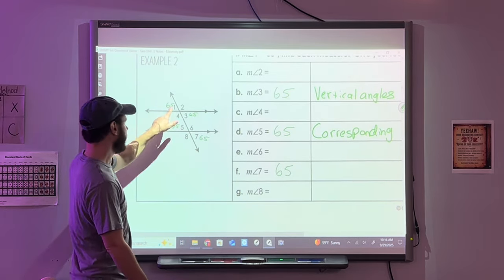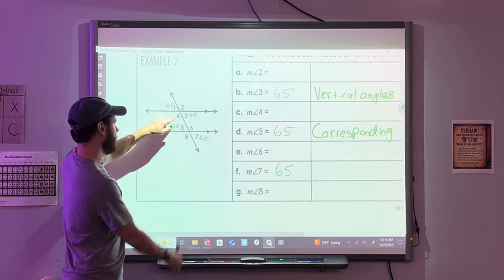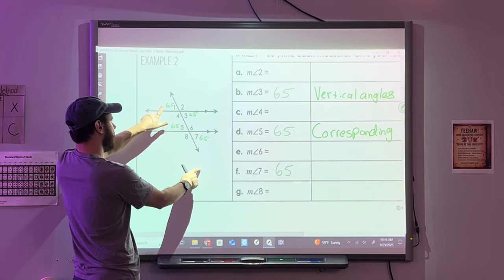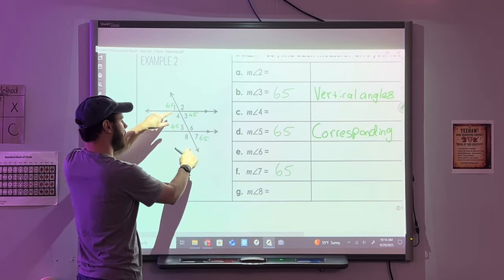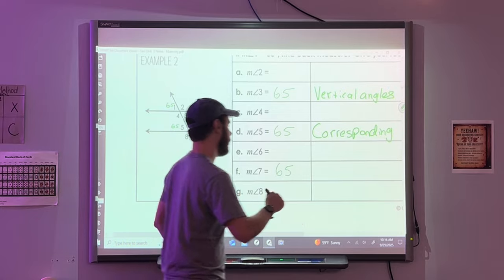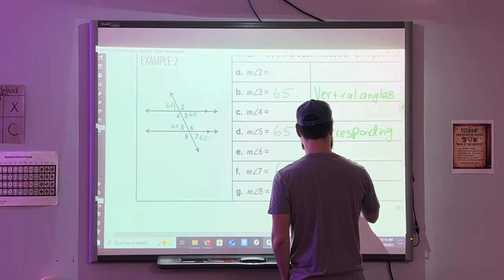And then 7, how does 1 relate to 7? They're both on the outside of the hamburger. One is on the left, the other's on the right. So I have exterior because they're on the outside and they're on opposite sides. So alternate exterior.